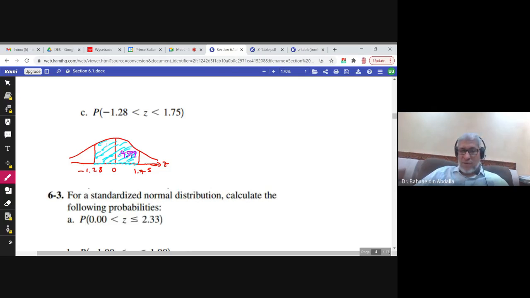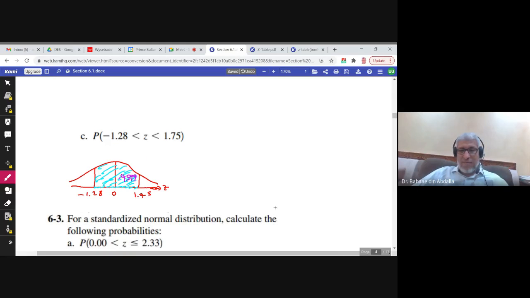Now what about this one? There are no negative values in the table. Yes, but the graph is symmetric. If you need to find the area from here, this area, you can just look to 1.28. If you look to 1.28, it will give you this area, but this area is equal to this area because the graph is symmetric. So to find this area, you just look to 1.28.